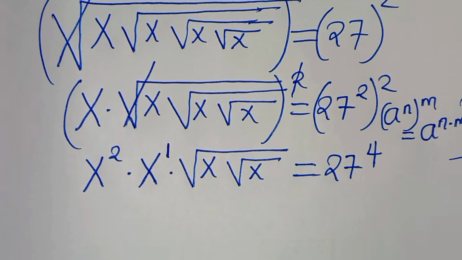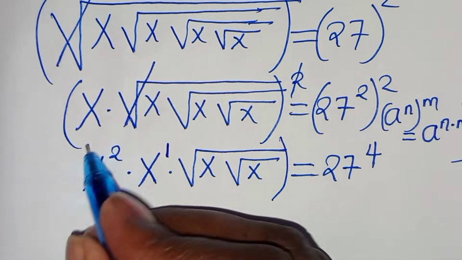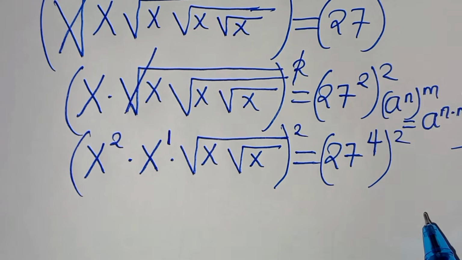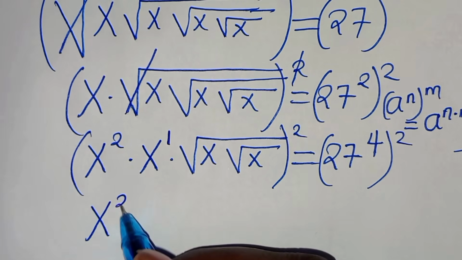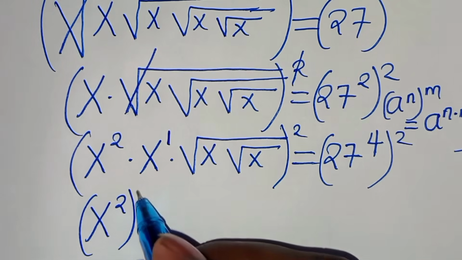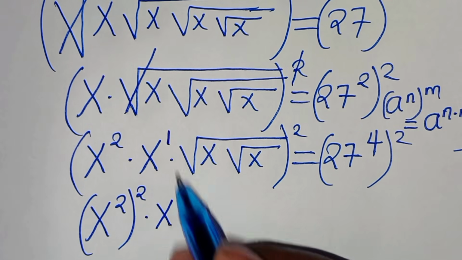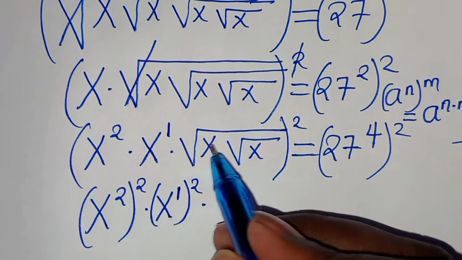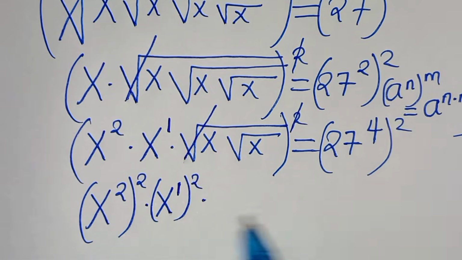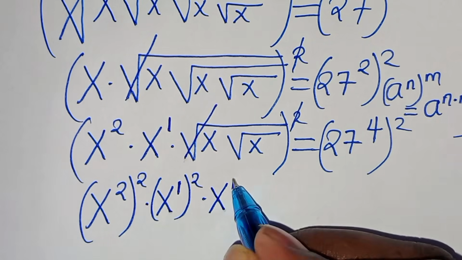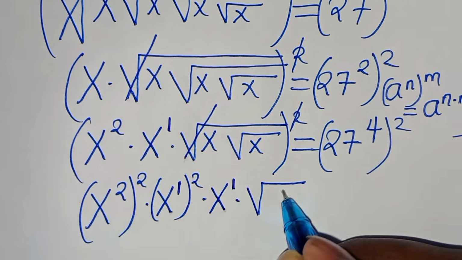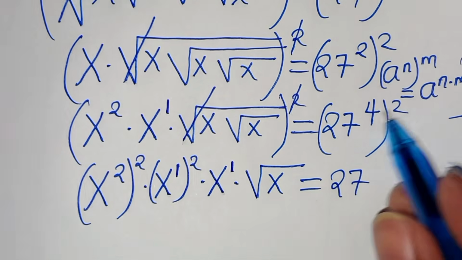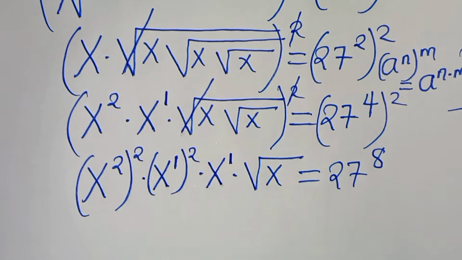Now the next step is again to square on both sides. Let's square on both sides so that now this is x to the power of 2 raised to the power of 2 multiplied by x. This is x to the power of 1, but now raised to the power of 2 multiplied by, now let's eliminate the third square root sign. So this is times x, which is raised to the power of 1, then times square root of x. This is equal to 27 raised to the power of 4 times 2, which is equal to 8.